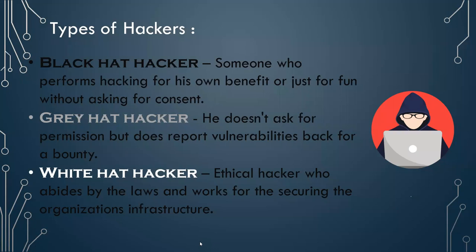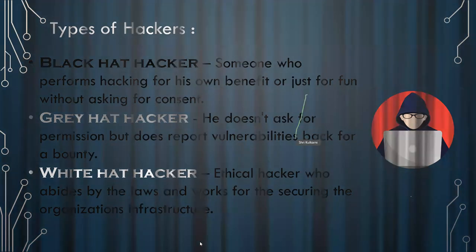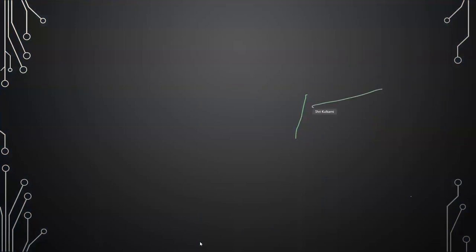Now all these three types of hackers, whether it be black hat hackers, gray hat hackers or white hat hackers, they perform hacking or ethical hacking in a certain step, in a certain procedure. And these steps collectively are called the hacking cycle or cyber kill chain.